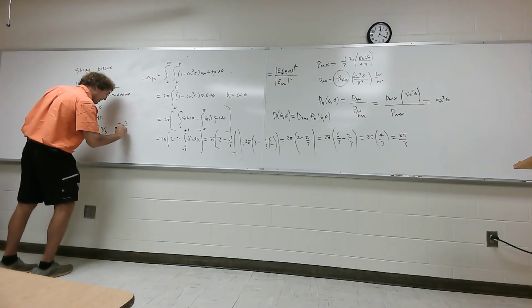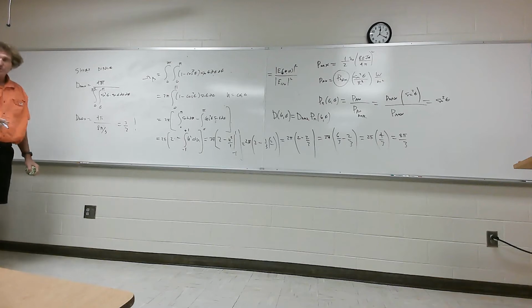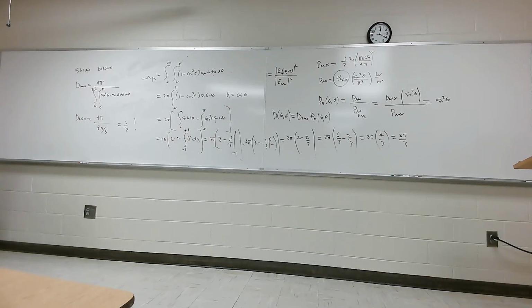Or that's 3/2. And that's important, that's 1.5. That's the directivity of the short dipole. It's about 1.5 times better than an isotropic radiator if we had such a thing. Not a lot, you're not gaining a lot.